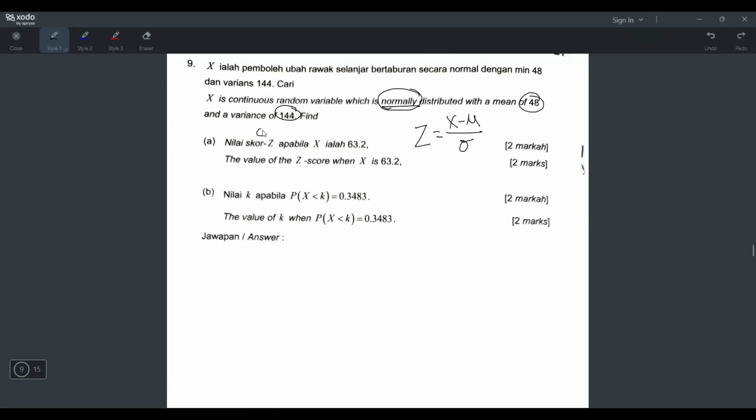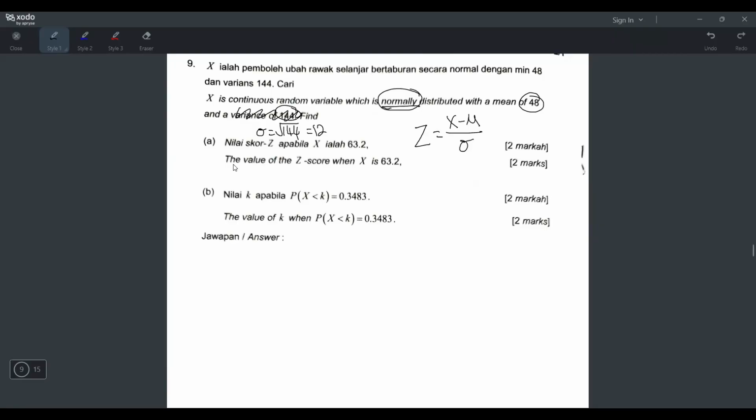So what we should do is convert this to standard deviation. And how you do that? Just square root 144 and you get 12. Because the variance is 144, that means the standard deviation is 12, and we will not look at the 144 anymore. For normal distribution, we don't care about the variance. It's not important.